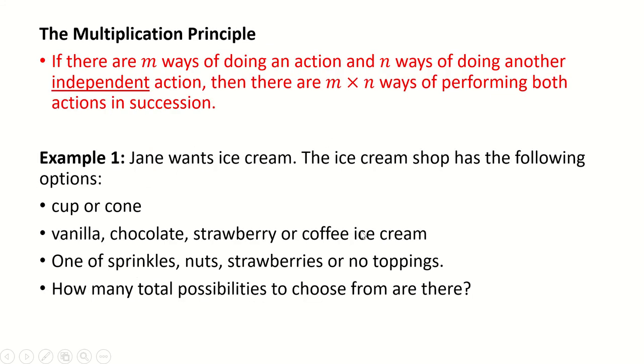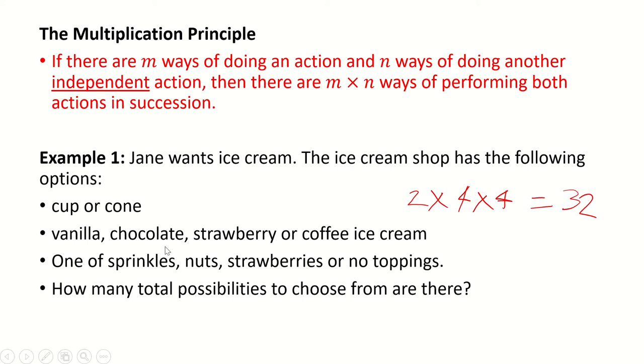Just a couple quick examples. Jane wants some ice cream. The ice cream shop has the following options: either a cup or a cone, vanilla, chocolate, strawberry, or coffee, and then only one of sprinkles, nuts, strawberries, or no toppings. So that's 2 options, 4 options, and 4 options. How many total possibilities are there? We're not going to list out all of them, because we know it's 2 multiplied by 4 multiplied by 4. 2 times 4 is 8, 8 times 4 is 32. So there are 32 different possibilities from the ice cream store.